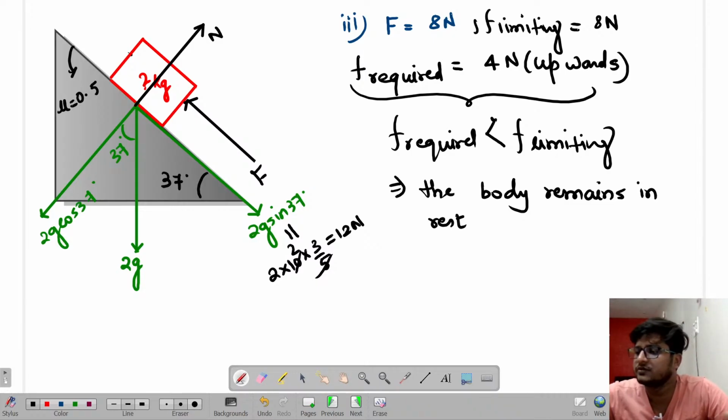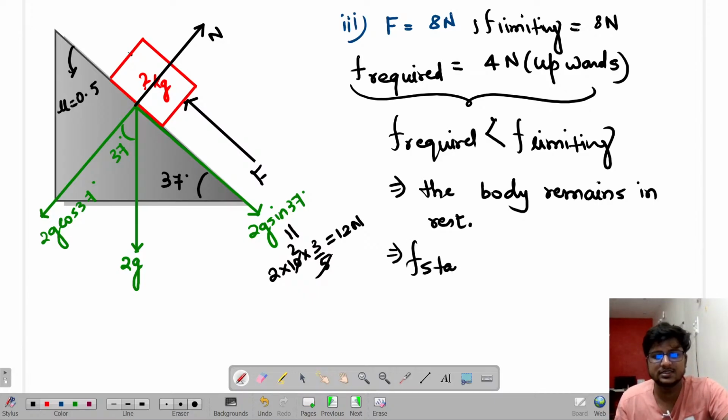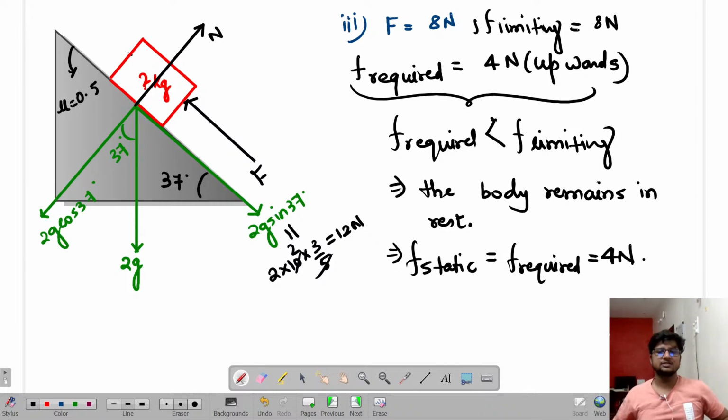The body remains in rest. Are you able to get me or not? And as the body is in rest, which frictional force will occur? A static frictional force will occur, because here F required is very less than F limiting, not equal to also. F static will occur, which will be exactly equal to my required frictional force, and that is how much Newton? 4 Newton. Till this it is clear or not clear?